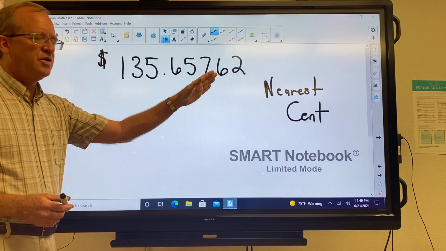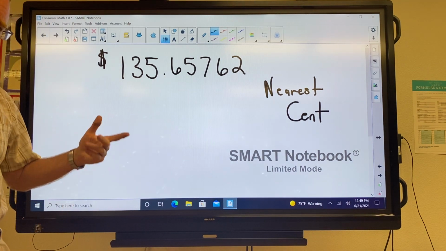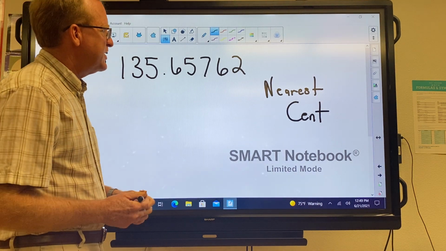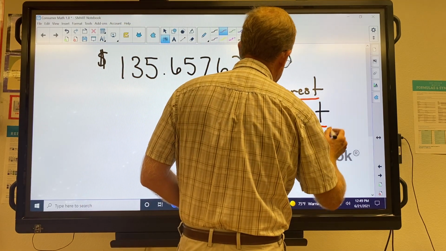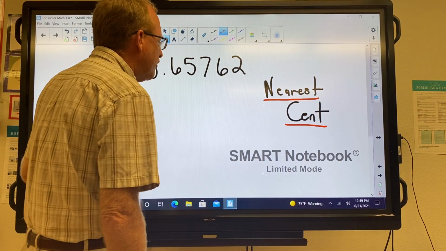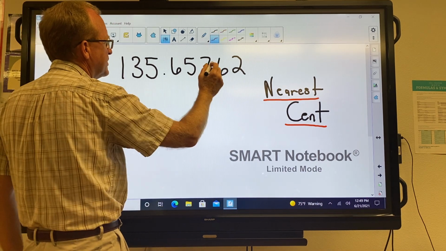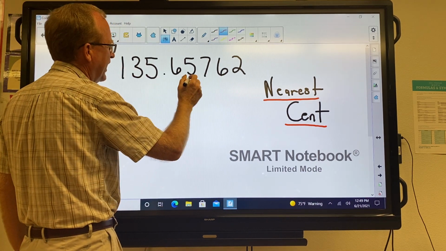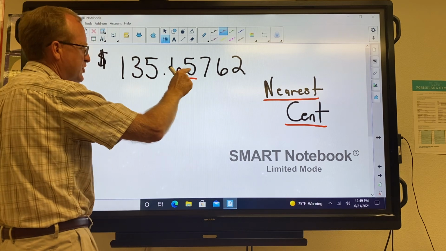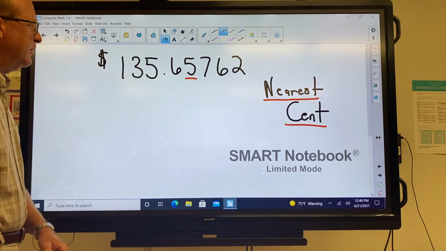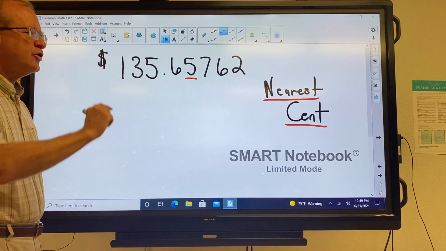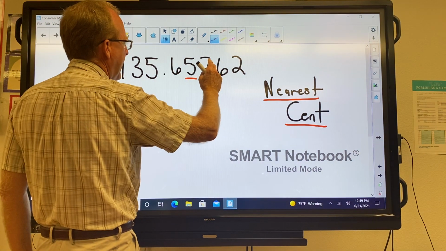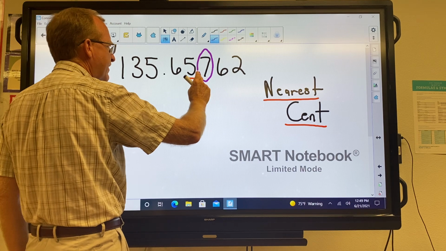135.65762. This is right out of your textbook, so you can follow along. And you'll see that they're asking you to round to the nearest cent. Okay, so let's talk about the process. First off, you want to identify the position that's the cent. Okay, and it's right here. Okay, it's 2 over from the decimal. All right. At this point, you look 1 to the right, 1 over. And the number that's there is 7.